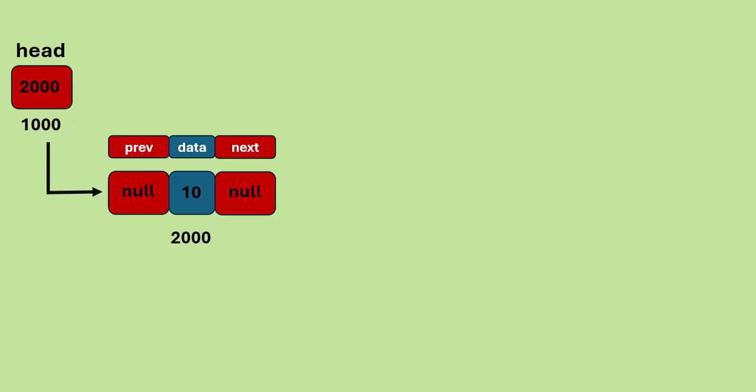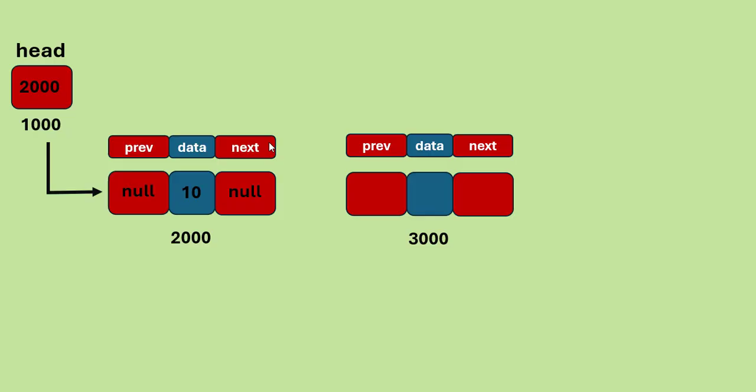Now let me try to insert one more element in my linked list. So first, what should I do? I have to create a node. After creating a node, I have to initialize the value. Now I have to insert this node at the end of my linked list, so I have to traverse till the last node. Here I'll take an object called temp. If temp.next is not equal to null, it states that we are not in the last node.